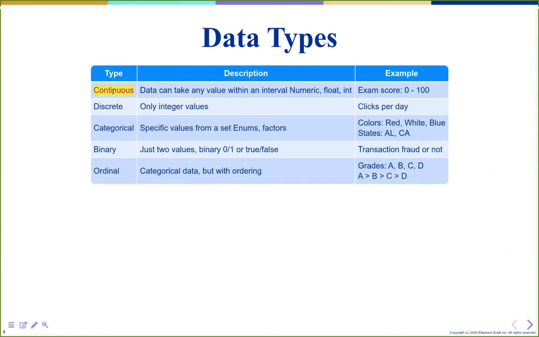Continuous, meaning something like a number, like a temperature or a stock price. Discrete, like integers. Categorical only takes predefined values, and then binary and ordinal.